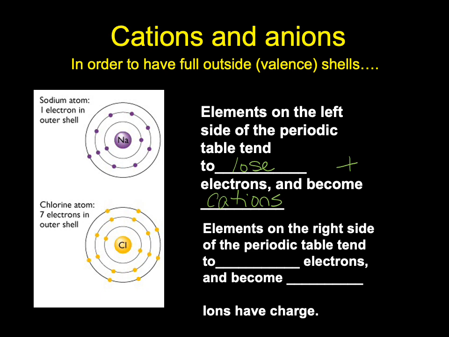And if that's correct, then the next part should be elements on the right side of the periodic table tend to gain electrons and become negatively charged, which is then anions. So remember, it's the ions that have charge, and we can remember how we can gain or lose electrons based on which side of the periodic chart we're on. So remember, you can test yourself with these questions here. And of course, every time I give you questions like this on a PowerPoint, I'll always give you the answers. Okay?